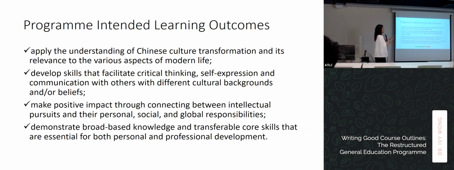And also how is that relevant to modern life? And for area B, cultural literacy and communication, we hope that students could develop critical thinking. They should be able to express themselves. And I know we always talk about communication, but being eloquent is not the only thing. You need to be able to understand and address the different cultural needs. And I think that courses in this area would help learners achieve that.